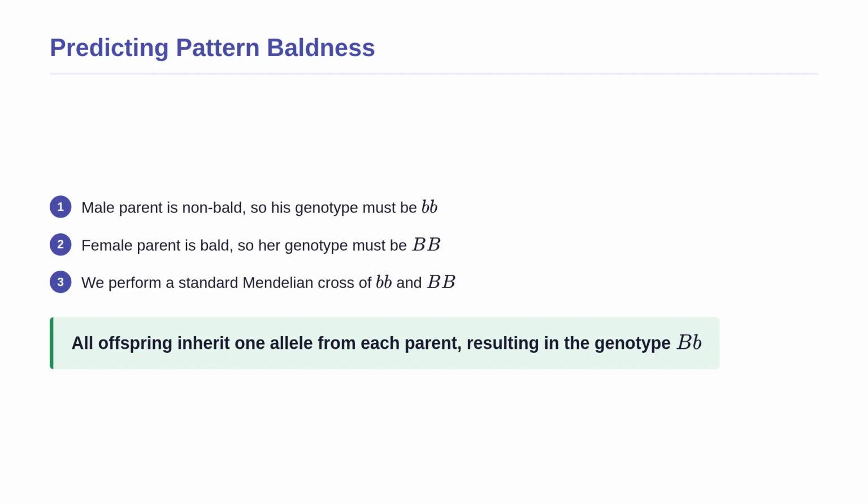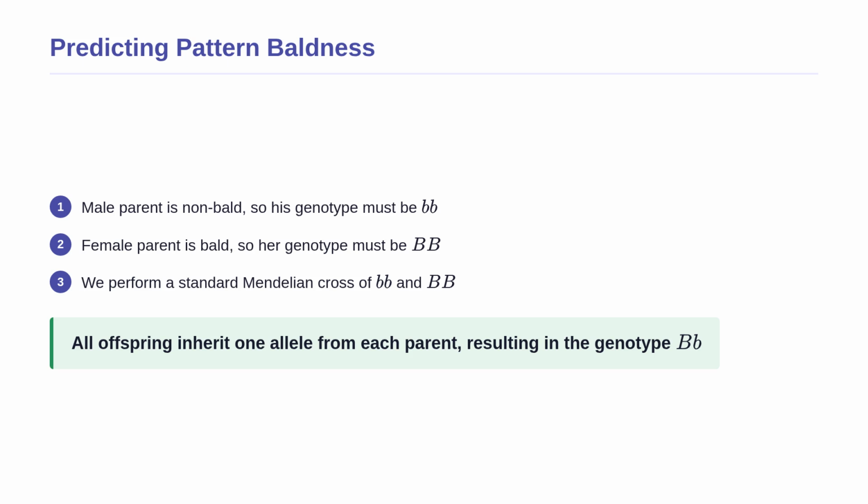Before we move on, let us see this concept in action with a concrete example. Suppose a non-bald man marries a bald woman. We are asked to find the genotypes of the parents and their children. We chose this standard Mendelian cross to see how the alleles are passed down. First, because the man is non-bald and this trait is recessive in males, he must have two copies of the recessive allele, so his genotype is lowercase b, lowercase b. The woman is bald, which is recessive in females, so she must be capital B, capital B.